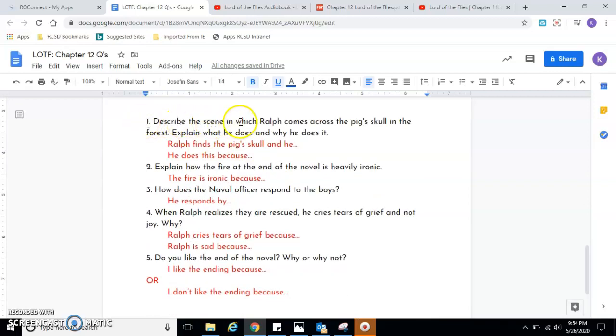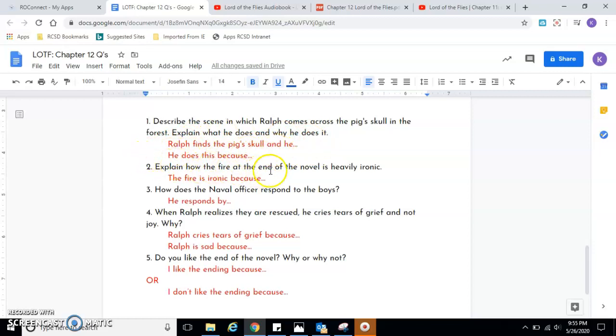1. Describe the scene in which Ralph comes across the pig's skull in the forest. Explain what he does and why he does it. I gave you some sentence starters, of course. Ralph finds the pig's skull and what does he do? He does this because, why does he do it?